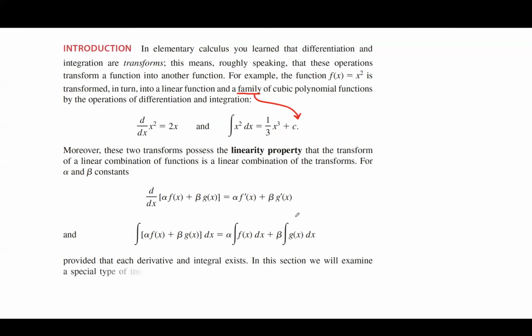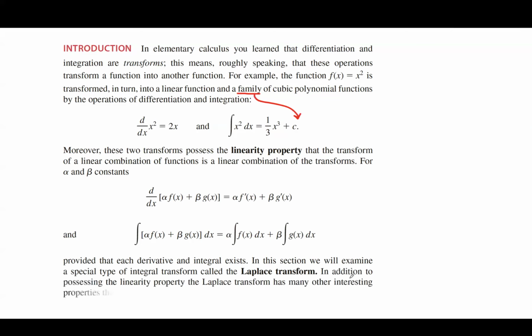In this section, we're going to examine a special type of integral transformation that we're going to call the Laplace transformation. In addition to possessing the linearity property, the Laplace transform has also many interesting properties that make it very useful in solving linear initial value differential equation problems.